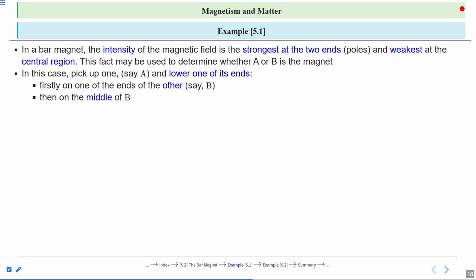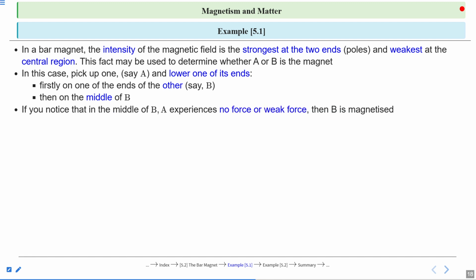And secondly, after that, near the middle of B. We will do it in two steps. We will bring one end of A firstly near one end of B, and secondly near the middle of B. Now we will observe: if you notice that in the middle of B, A experiences no force or weak force, then B is magnetized. If there is no force or weak force, it means that B is magnetized.